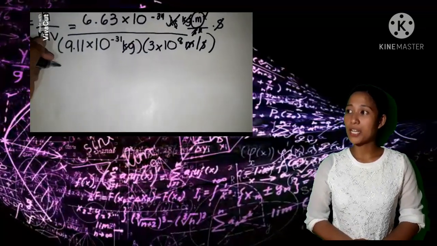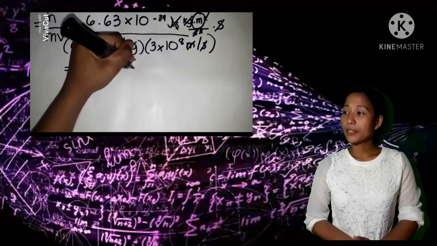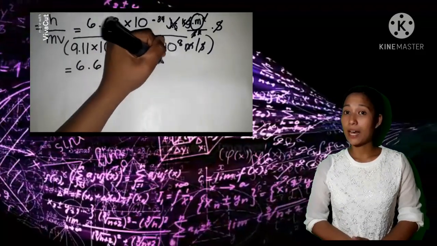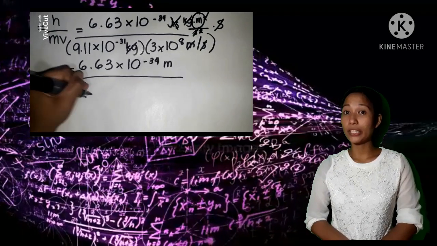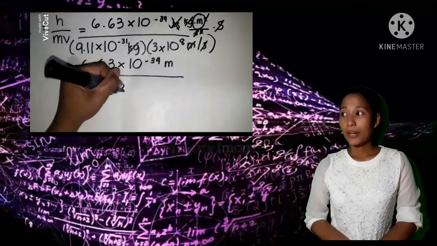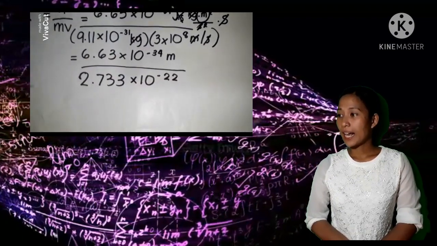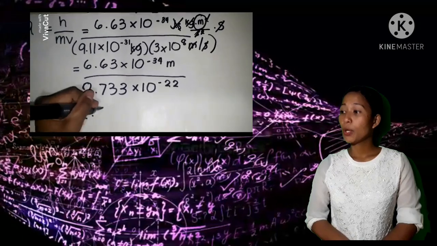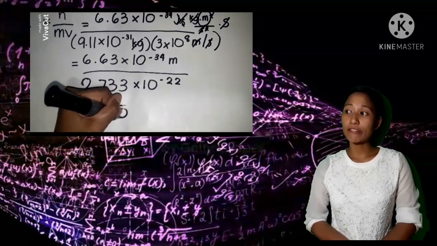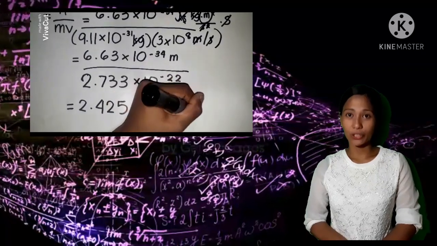which is 6.63 times 10 raised to negative 34 divided by the product of the mass and the velocity, which is 2.733 times 10 raised to negative 22. And the answer is 2.425 times 10 raised to negative 12 meter.